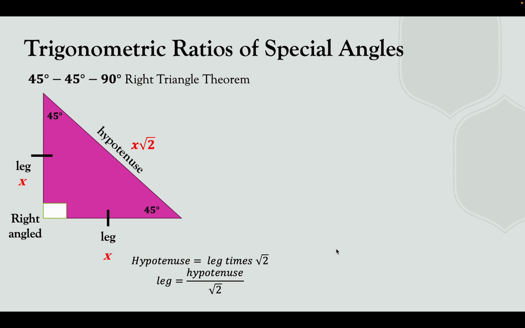We also have here the formulas on how to find the missing side of the given right triangle. For the hypotenuse, we have leg times square root of 2. For the leg, we have hypotenuse over square root of 2.